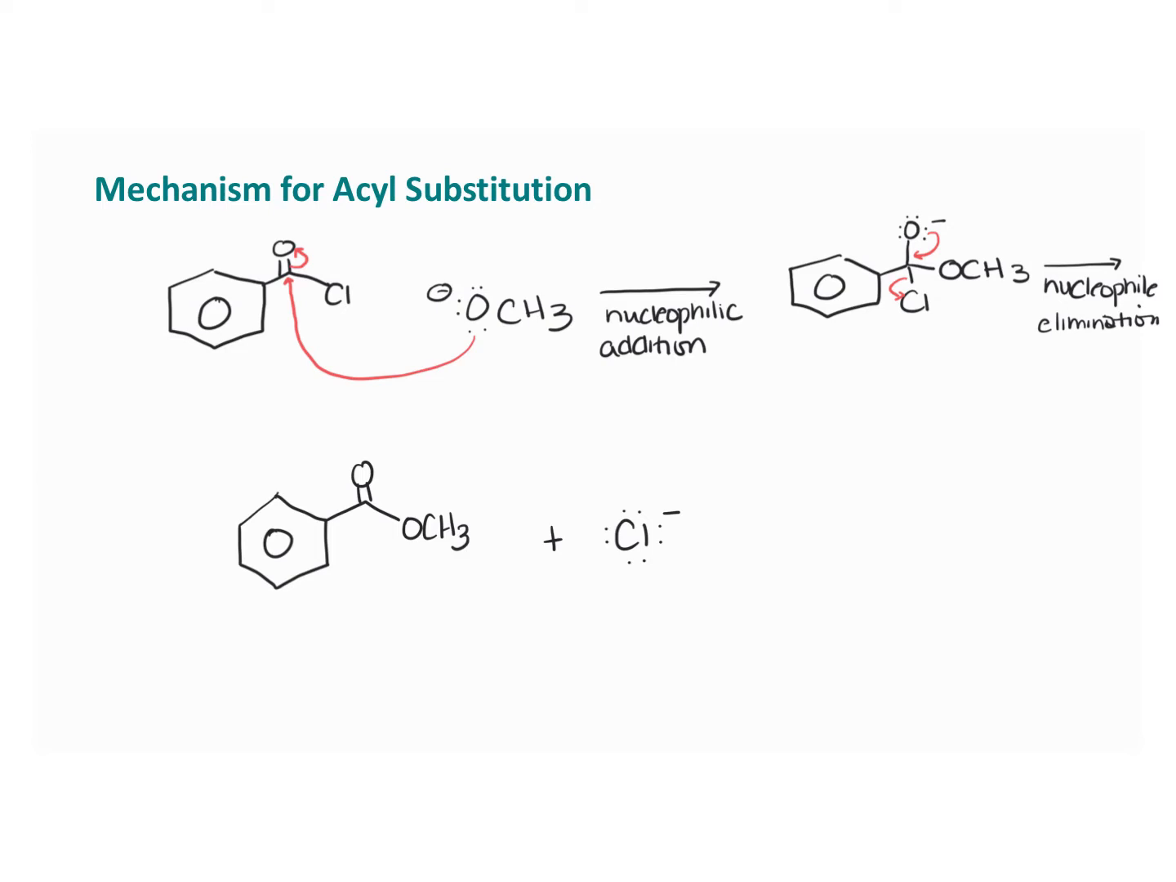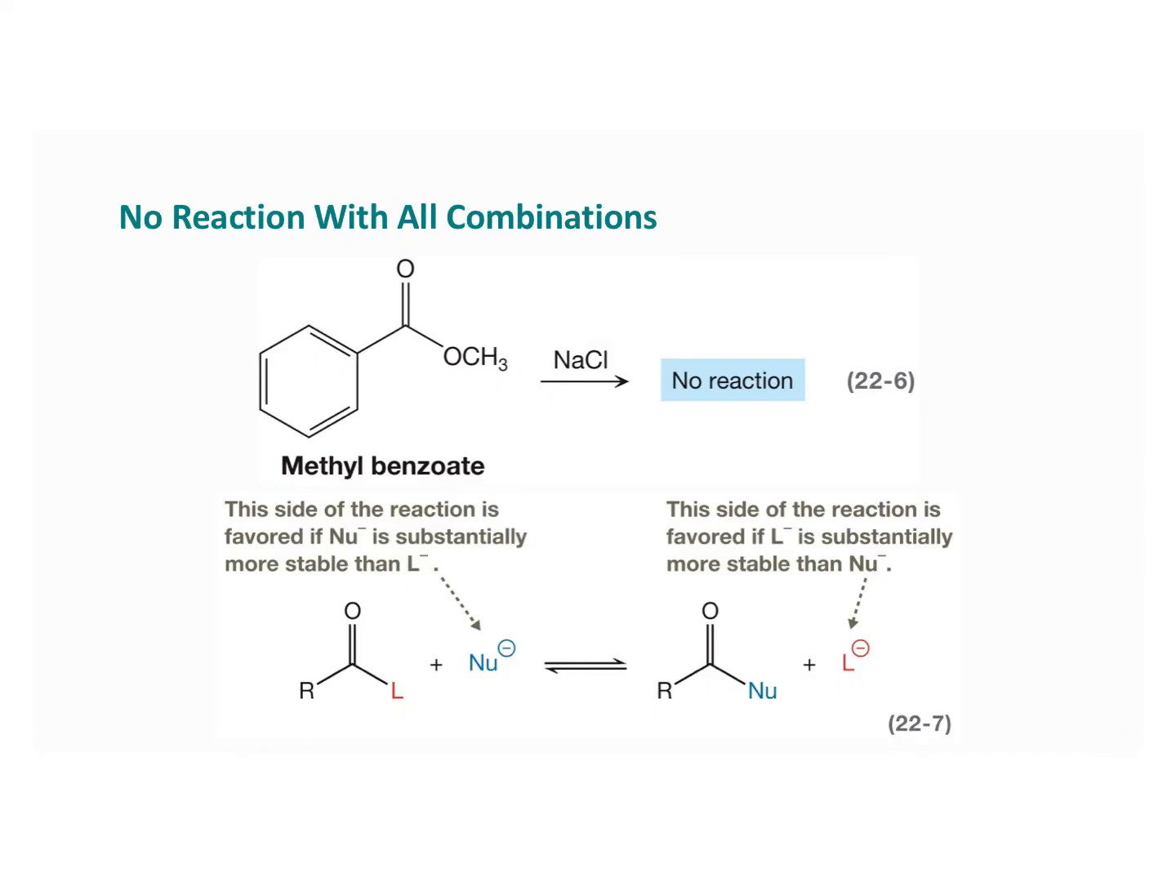Now, here's the thing. Not every combination of an acid derivative and nucleophile leads to an effective acyl substitution reaction. So I want us to look at some examples. So let's look here. Here's 22.6. And this shows that essentially no acyl substitution takes place when an ester is treated with a chloride ion.